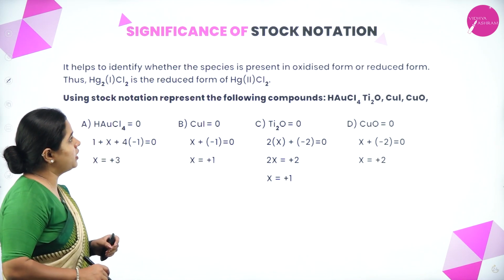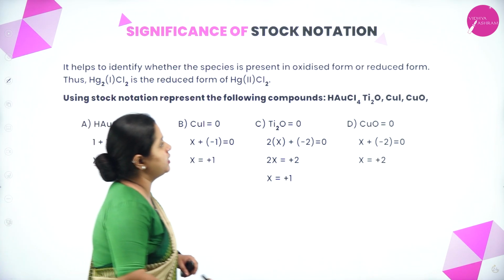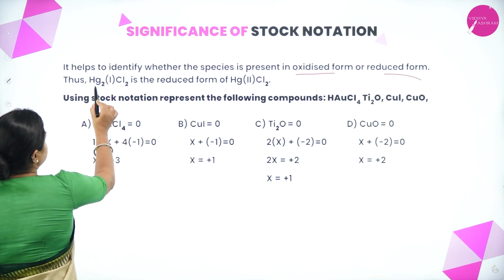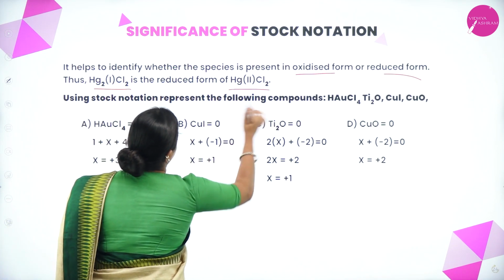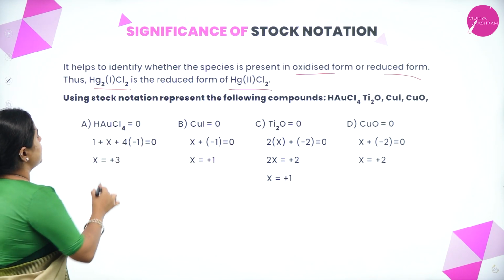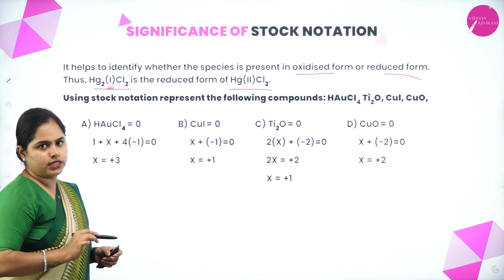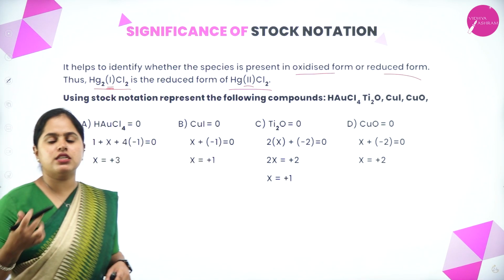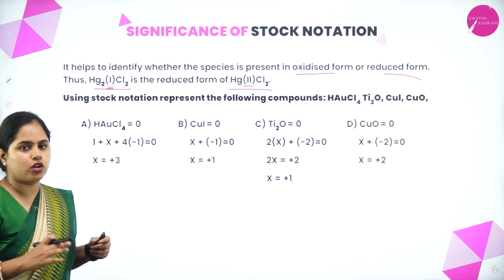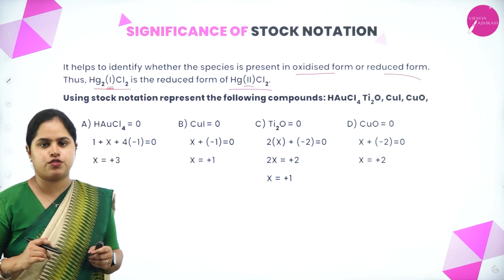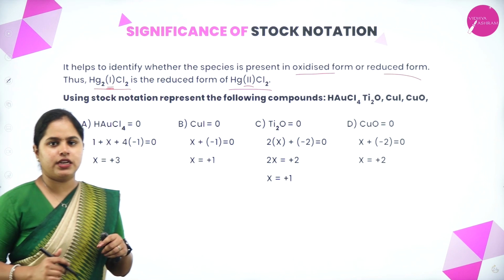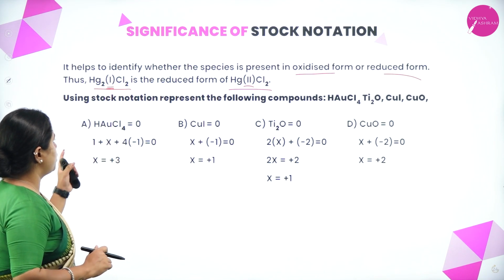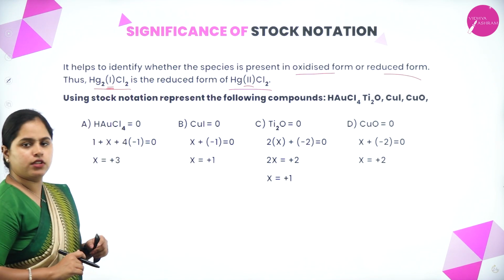So moving on to the significance of Stock notation. It helps to identify whether the species is present in oxidized form or reduced form. So this is the reduced form of this particular compound. As you can see here, it is in the +1 oxidation state and here it is in the +2 oxidation state. So using this, we can identify whether the particular compound is in oxidized form or reduced form. Now there are a few examples given here based on which we have to write the Stock notation for these compounds. So using the Stock notation, represent the following compounds.